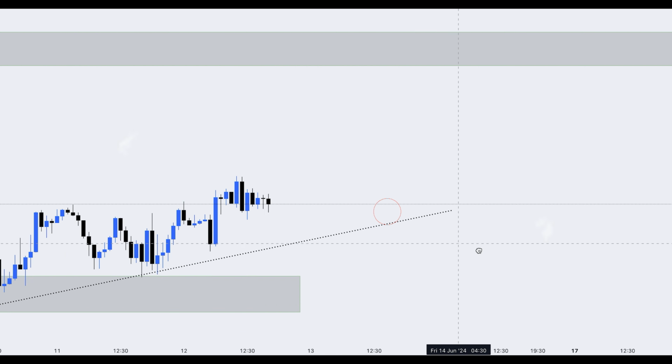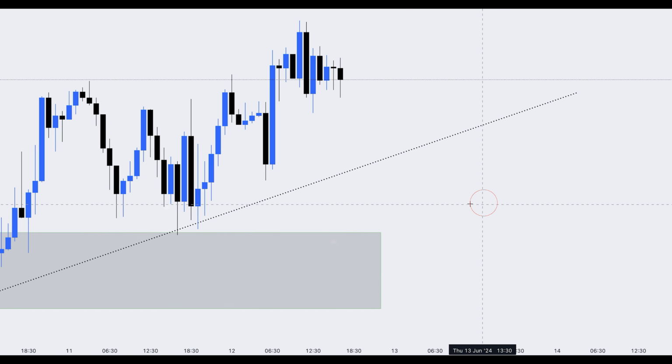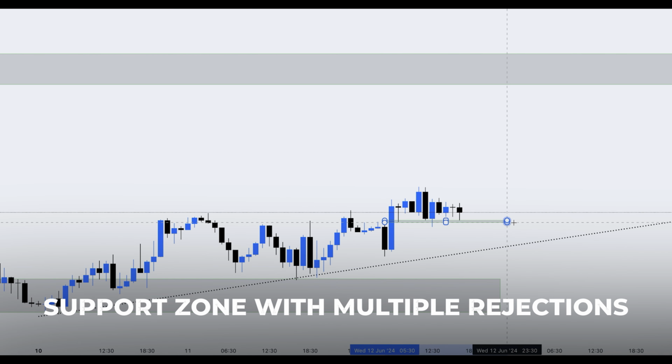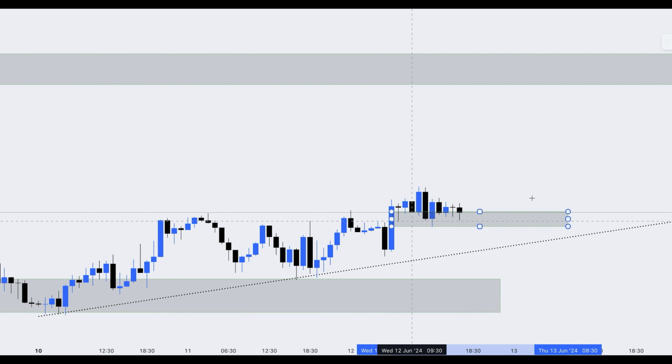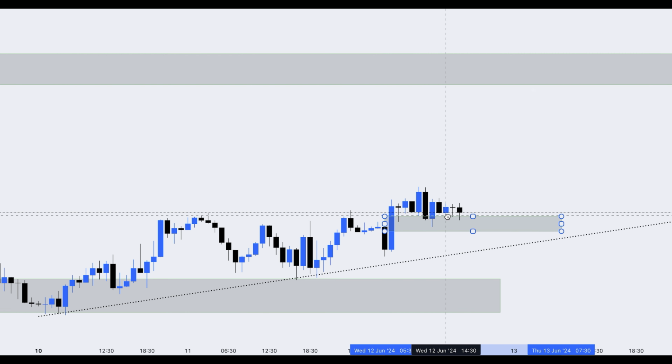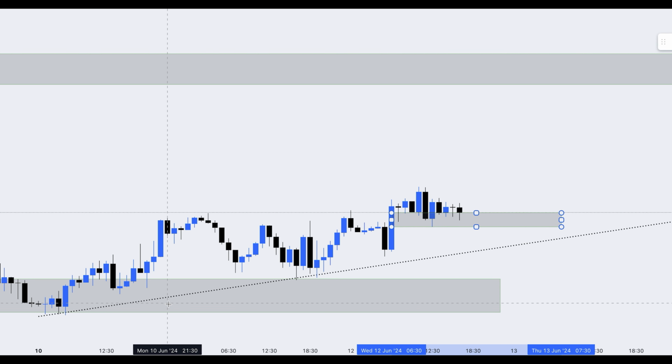But before that, let's look at another thing at this point. This is our support zone, which has the multiple rejections. So we already have the multiple rejections on the trend line, and we are having the multiple rejections again on this zone. This is a very strong support zone on the lower time frame. We are now on the 1 hour time frame.